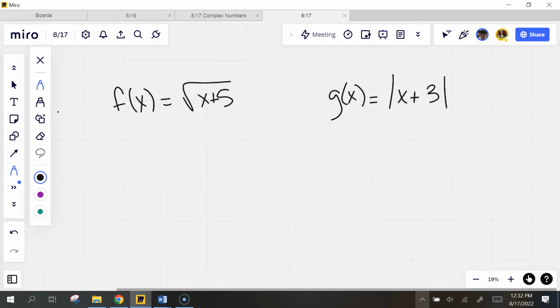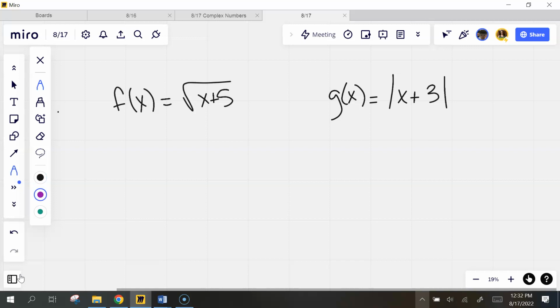Alright, so this is the find formulas for f plus g, f minus g, and f times g, and then to give the domain of each. So before we can find combined domains, we need to find individual domains. So what is the domain of the square root of x plus 5?